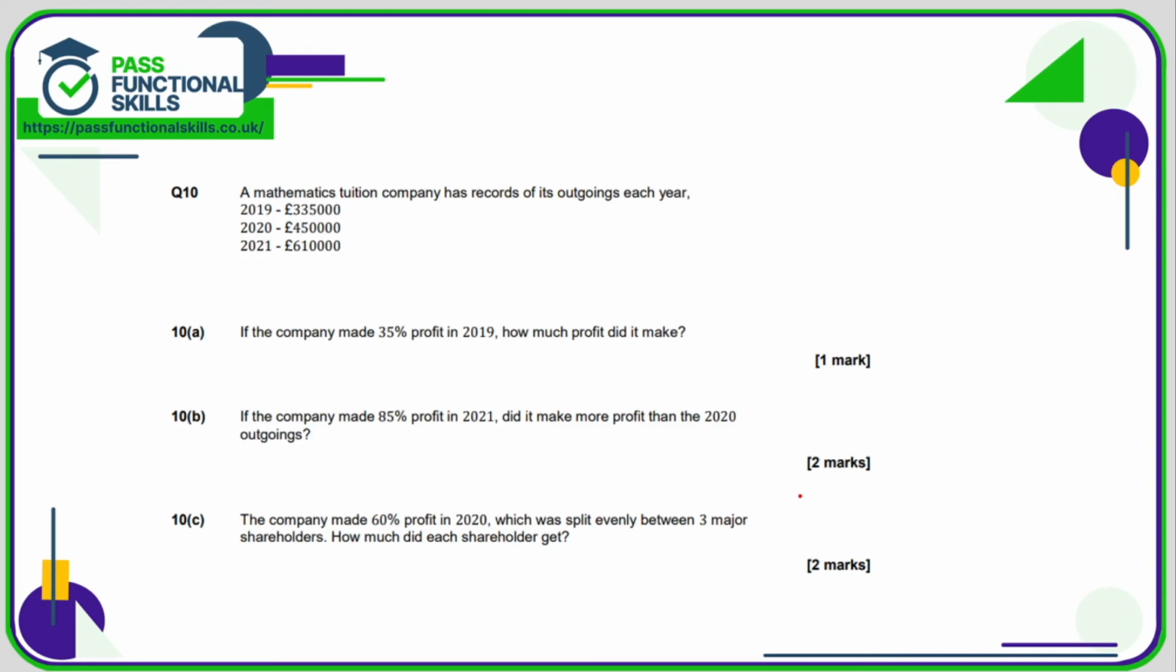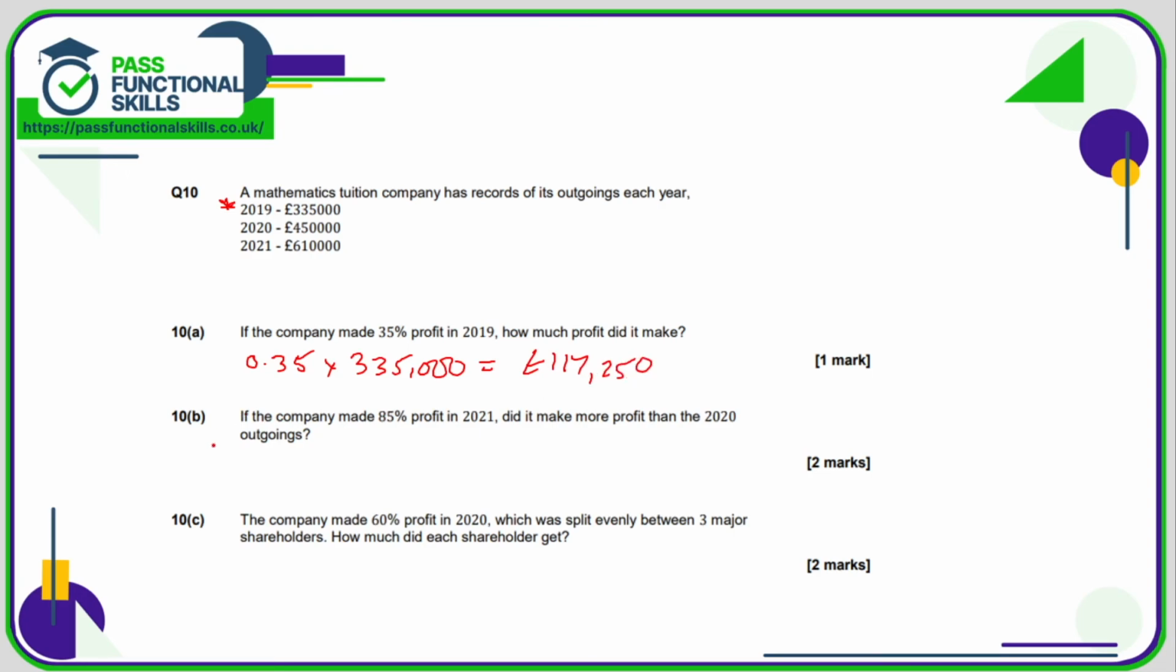And finally, question 10. So 10A says, if the company made 35% profit in 2019, how much profit did it make? So we're just calculating 35% of this figure here. The multiplier for 35% is 0.35. So it's 0.35 multiplied by 335000, and that comes to a total of 117,250.